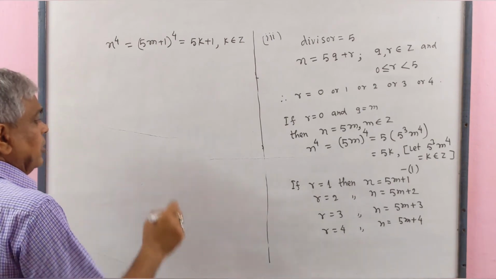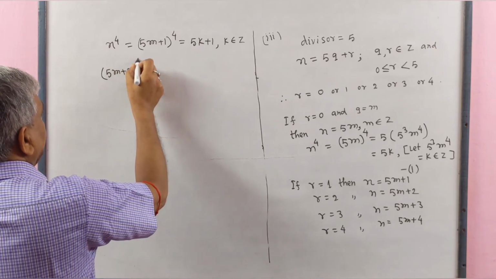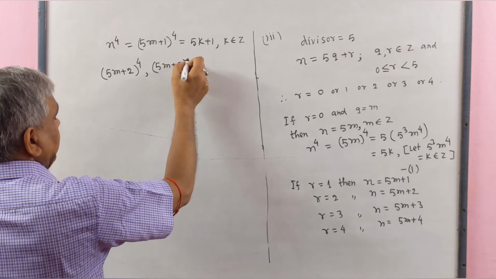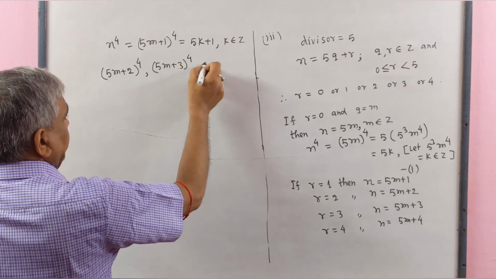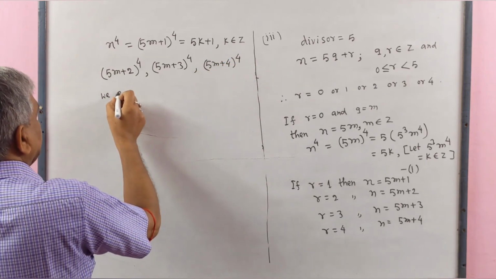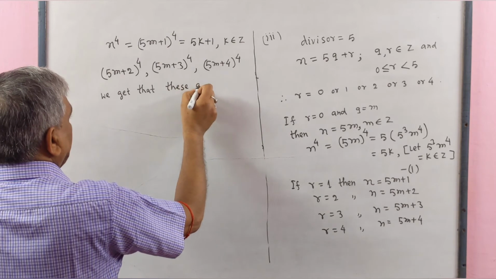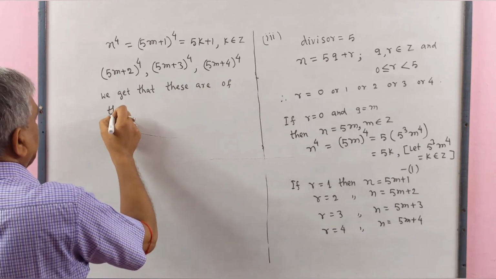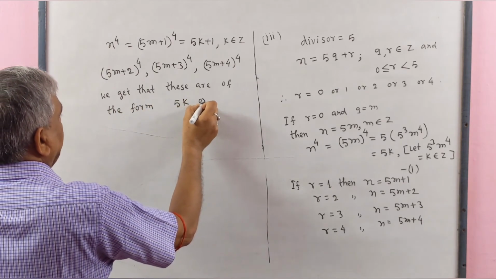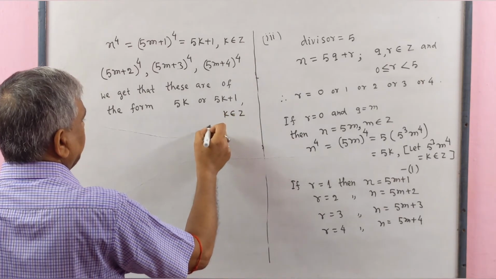Similarly, in each case, 5m plus 2 whole to the power 4, 5m plus 3 whole to the power 4, 5m plus 4 whole to the power 4, we get that these are of the form 5k or 5k plus 1. k belongs to Z. Proved.